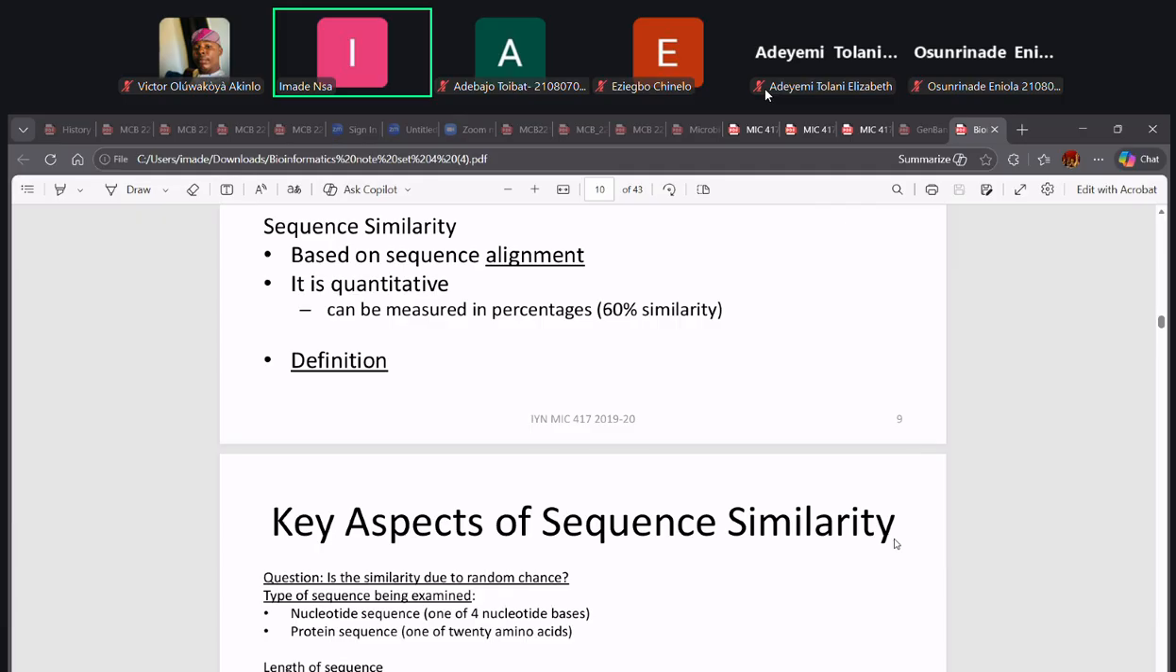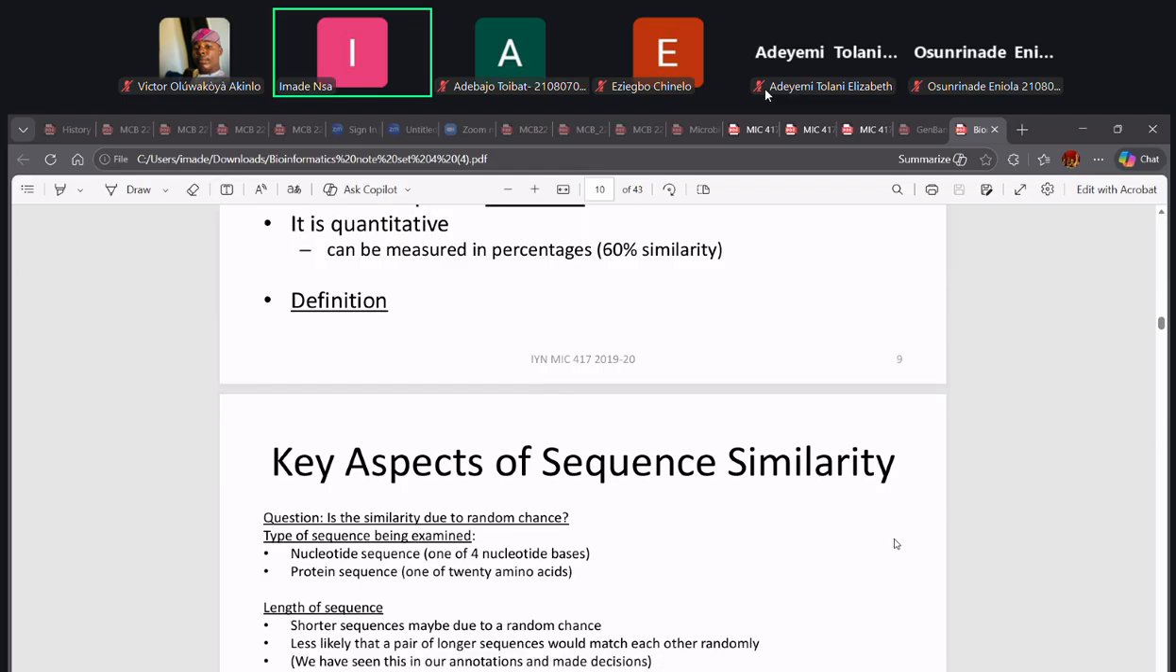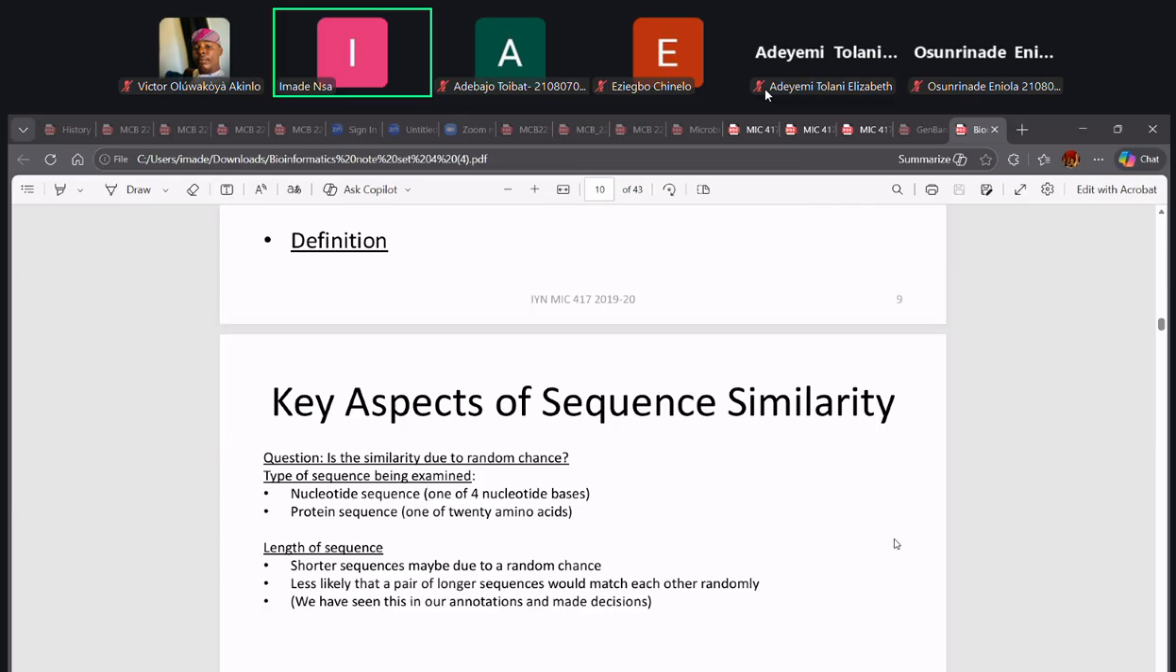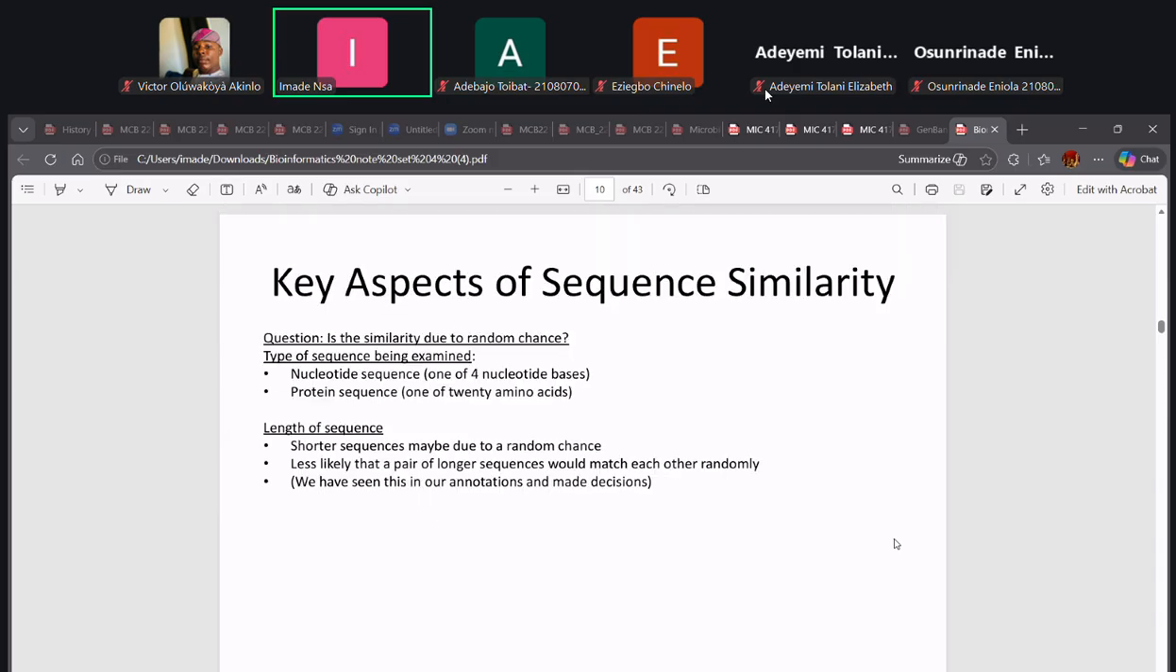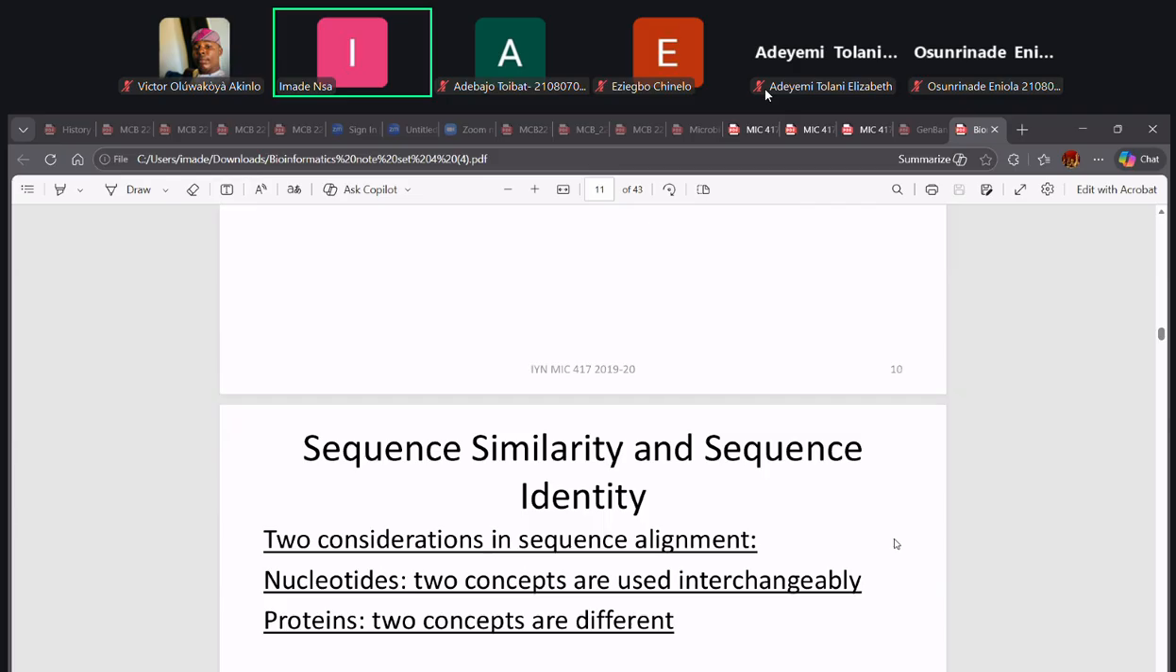Now, is similarity due to random chance? Well, a nucleotide sequence is one of 4 bases, ATGC. A protein sequence is one of 20 amino acids. So if we think about the length of the sequence, a shorter sequence may occur due to random chance, but it's less likely that a longer sequence will just be occurring due to chance. And we have seen annotations. We've made decisions. What does it look like, etc. So sequence similarity and sequence identity. These are the considerations when you think about your BLAST that are taken note of.